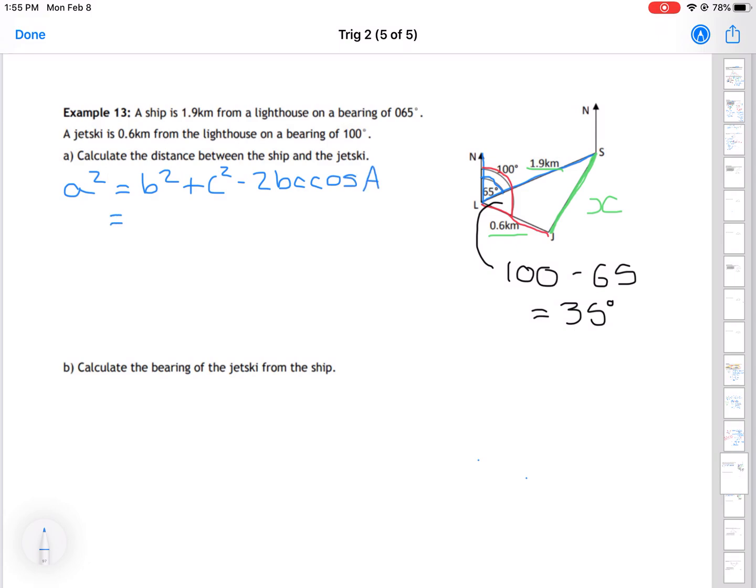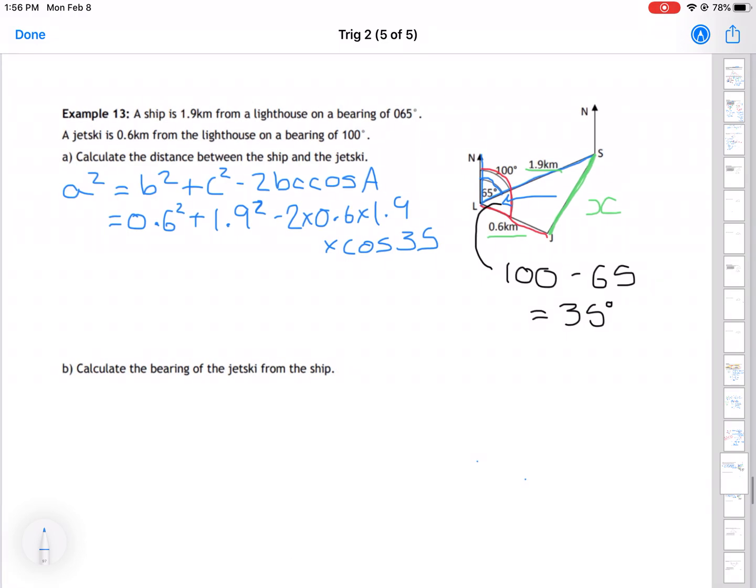b and c are our two sides, so we'll say that's 0.6 squared plus 1.9 squared minus 2 times 0.6 times 1.9 times cos of the angle, which is at the point across from the x, so that's this angle in here, which we've calculated as 35.